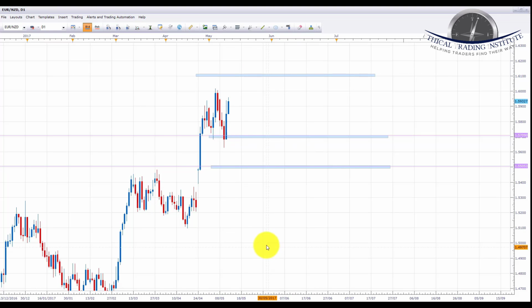If we get a breakdown below this support area, then I'm going to be looking for a pullback, a bigger pullback to the 1.55 area down here. This is being a key area of support on this pair.